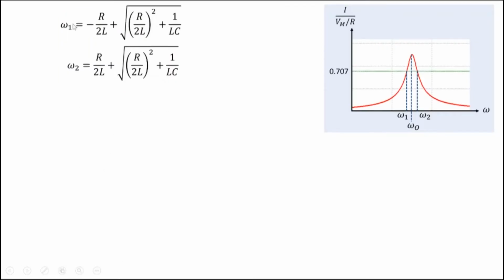Right, so these are omega 1 and omega 2. And one can easily show that if you multiply them together, omega naught is nothing but the geometric mean of omega 1 and omega 2. And the bandwidth, we said, is the difference between omega 2 and omega 1. So if we take the difference here, we'll get R by L.